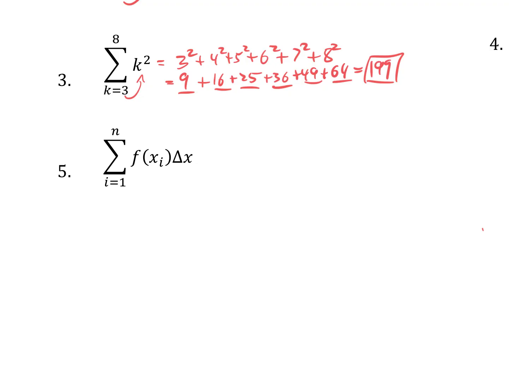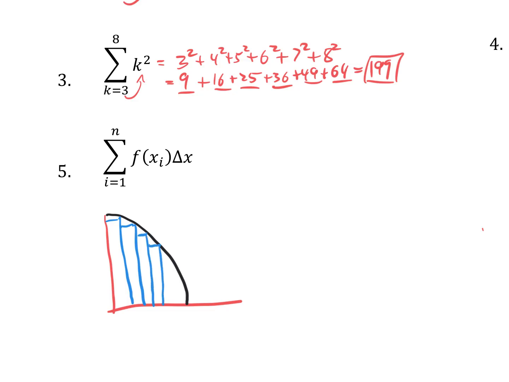And last but not least, we have this expression here that's going to be an important one to us. In the last lesson, we talked about finding the area under a curve, and we broke it into a bunch of rectangles. And each of these rectangles had the same width, and the height was determined by the function. Well, that's what this expression means right here. So this delta x would be the width of each rectangle, assuming they're all the same.